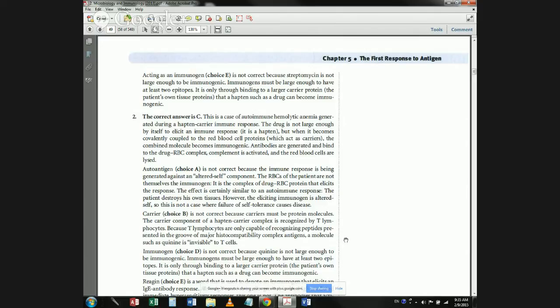The effect is certainly similar to the autoimmune response. The patient destroys its own tissues. However, the eliciting immunogen is altered cells, so this is not the case where failure of self-tolerance causes disease. Gotcha. Carrier is not correct because carrier must be protein molecules. The carrier component of a hapten carrier complex is recognized by T lymphocytes. Because T lymphocytes are only capable of recognizing peptides presented in the groove of major histocompatibility complex antigens, a molecule such as quinine is invisible to the T cell.